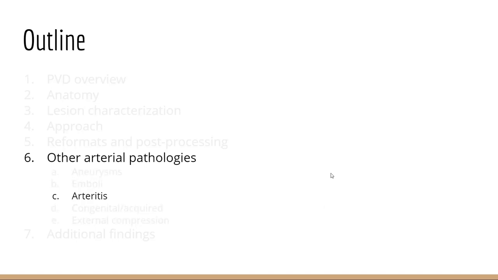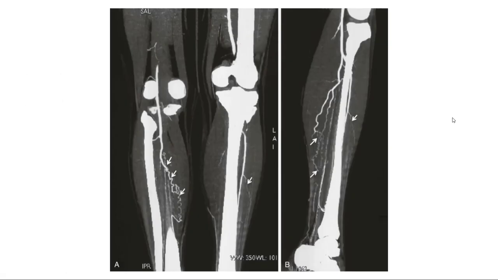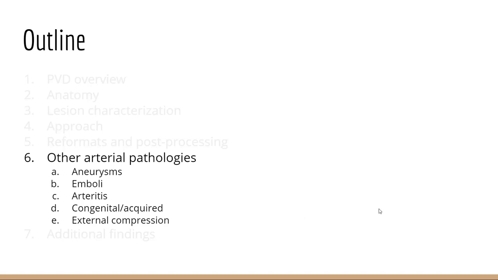All right, briefly go over 3 other arterial pathologies. Arteritis, which we don't see very often, but in terms of thromboangiitis obliterans in patients who are smokers, you can get occlusive disease of the tibials with these corkscrew collaterals supplying either the same vessel or another vessel downstream. Congenital or acquired abnormalities, these are fun.